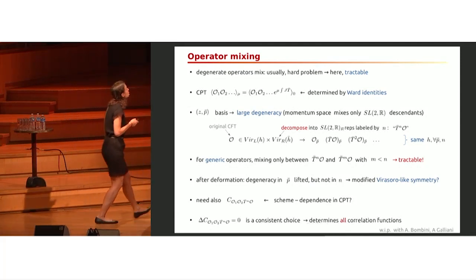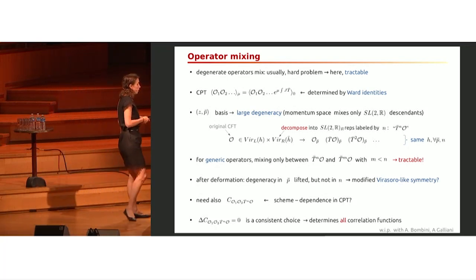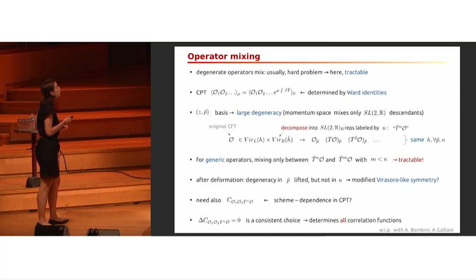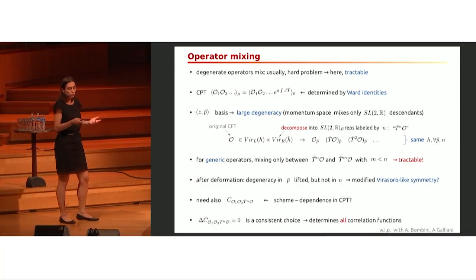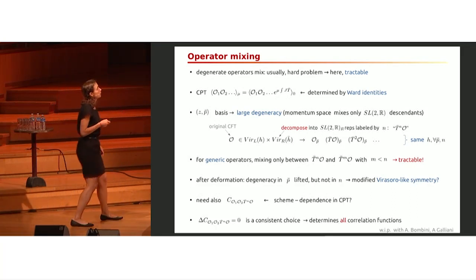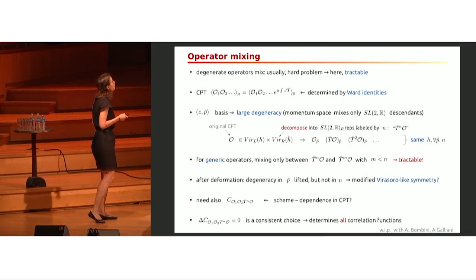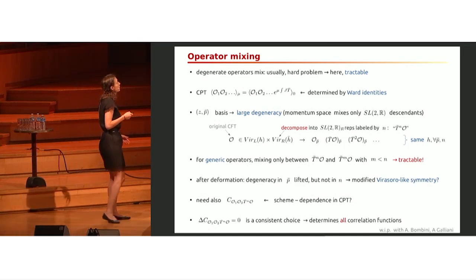Another thing that one could study is operator mixing, which usually is a hard problem, but here is tractable because the deforming operator is so simple. So when you compute deformed correlators, you just bring powers of this JT bar, and the correlation functions with the other operators are just determined by the Ward identities. So it's doable. So basically, for most operators, all the mixing happens within the Virasoro block.